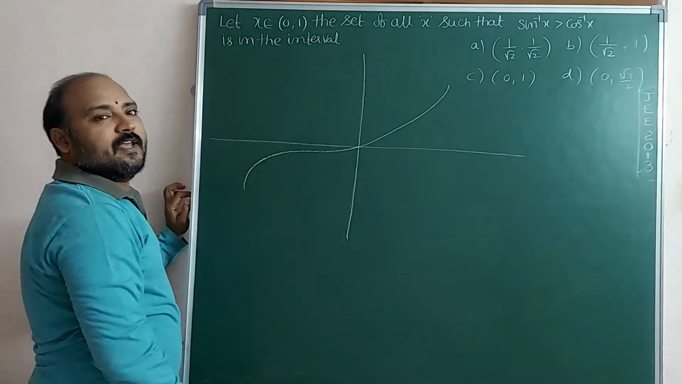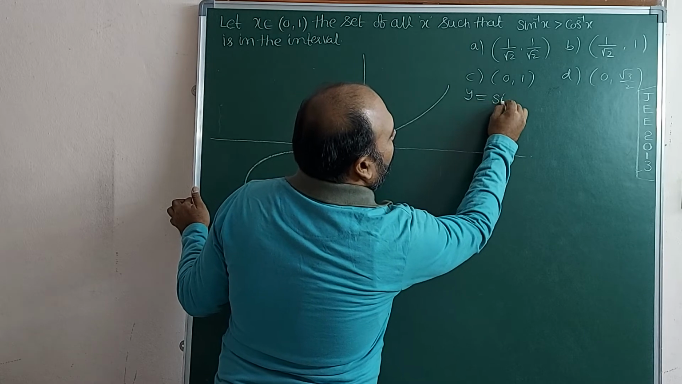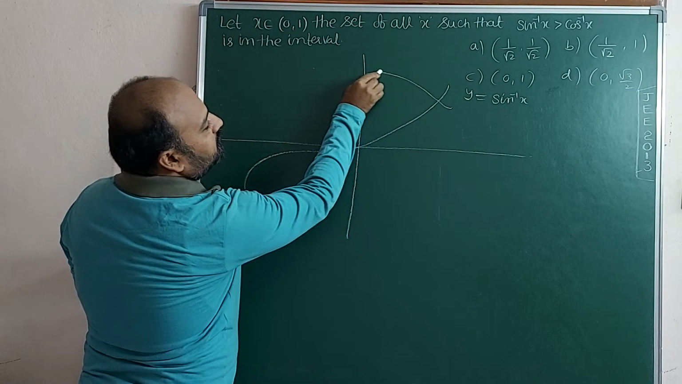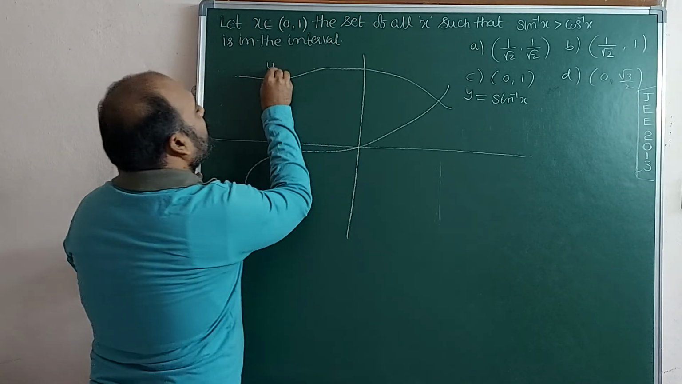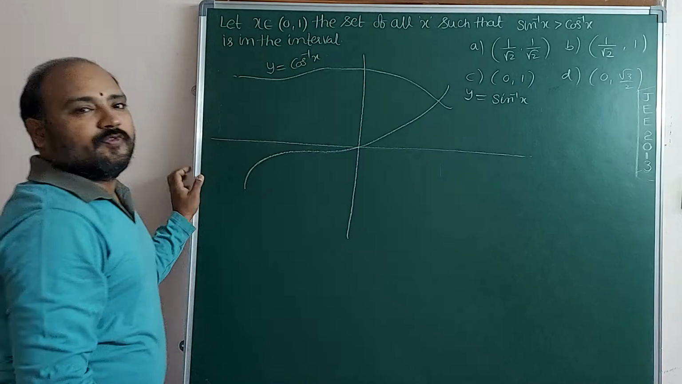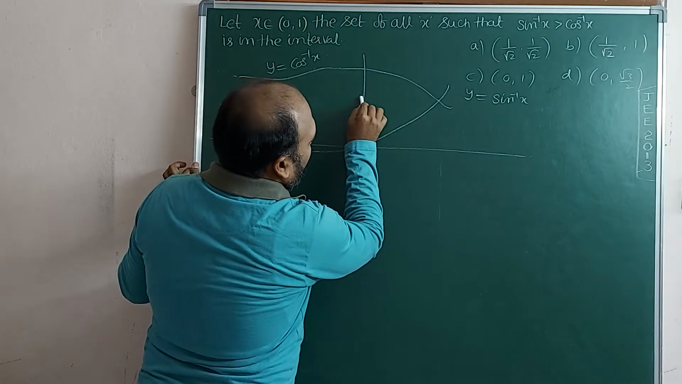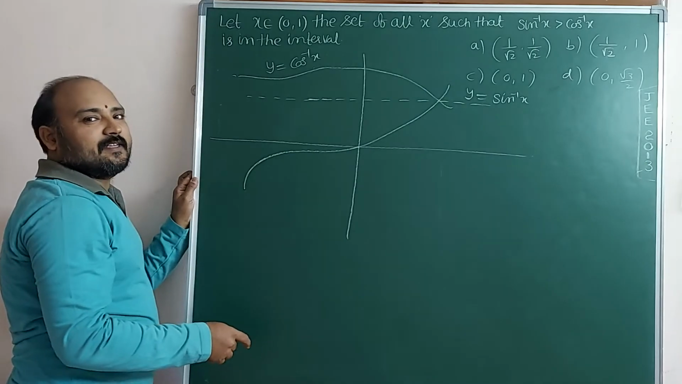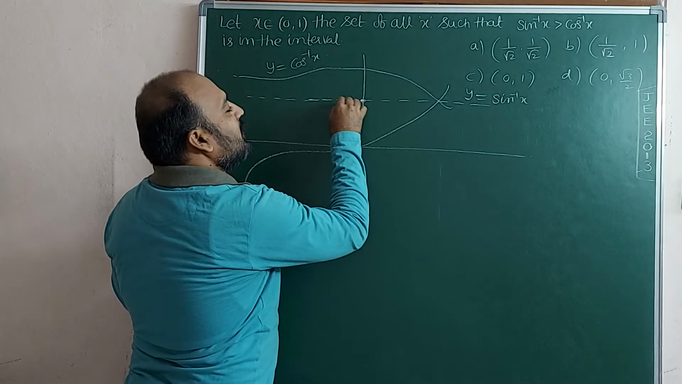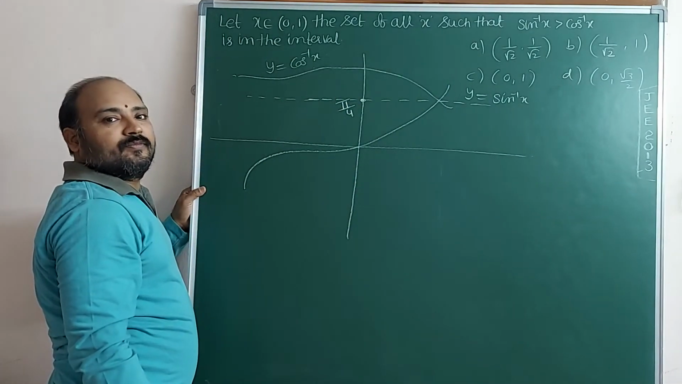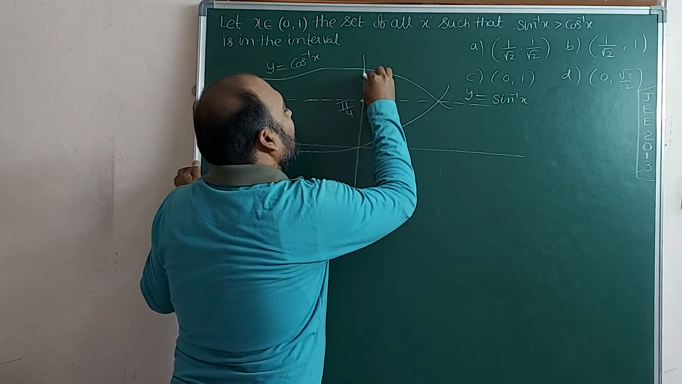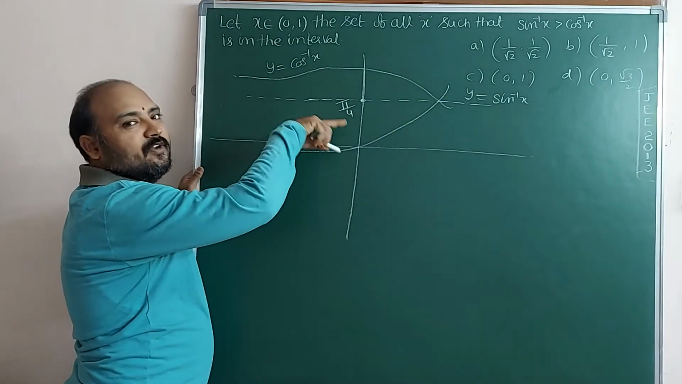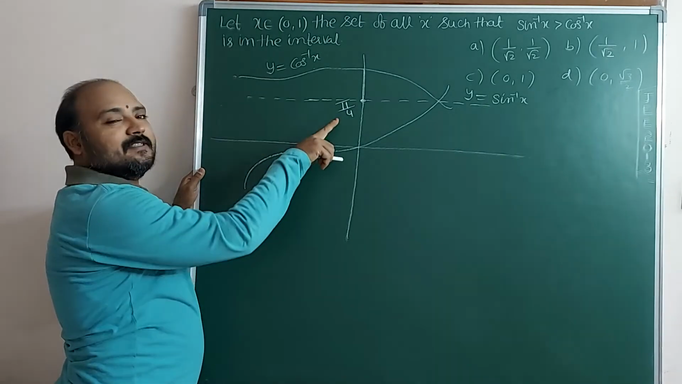This is y is equal to sin inverse x curve. This is y is equal to cos inverse x curve. So which are intersecting at the point? So this is the intersecting point, no? So sin inverse x curve and cos inverse x curve intersect at pi by 4, we know that. So this is pi by 4. So when y is equal to pi by 4, sin inverse x and cos inverse x are both equal.